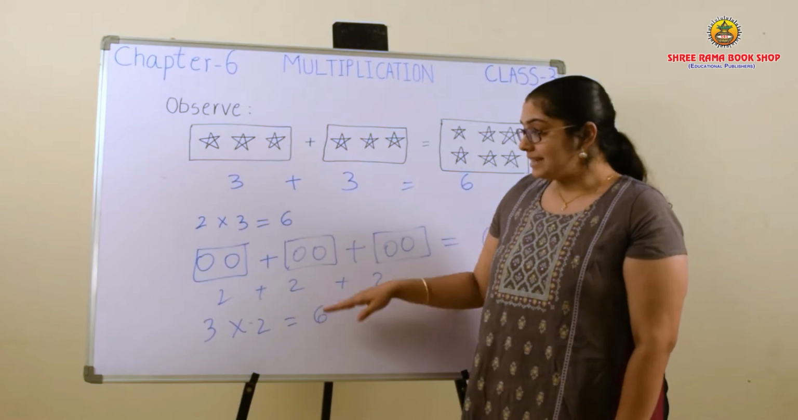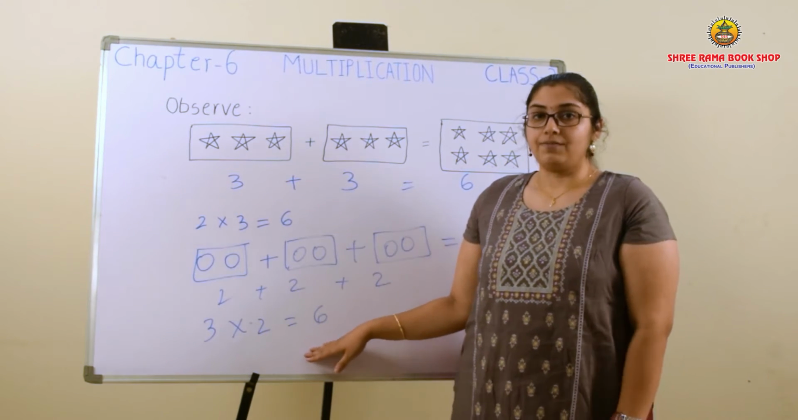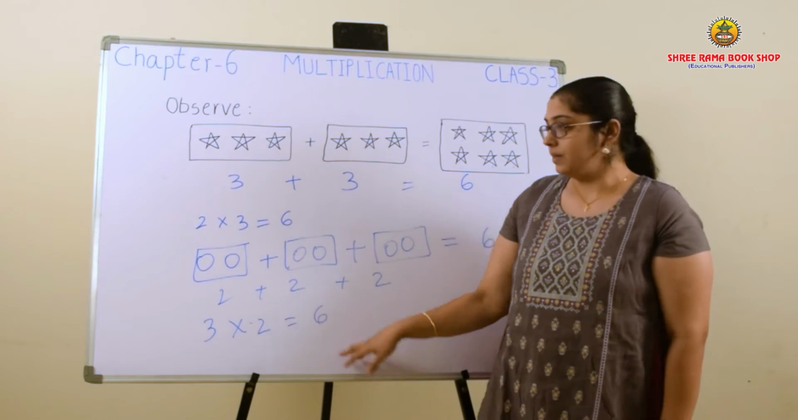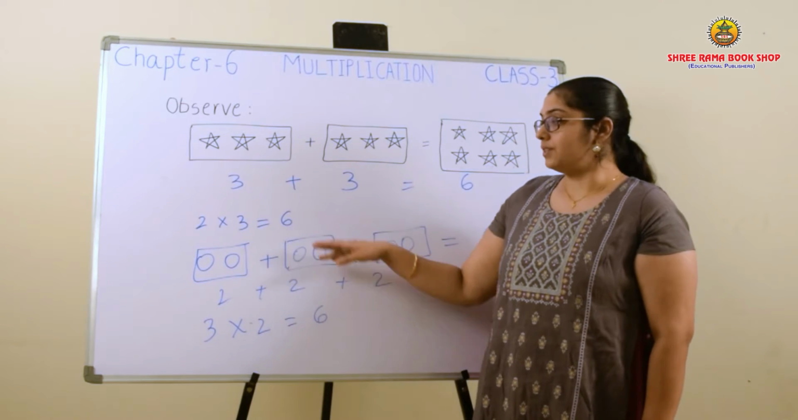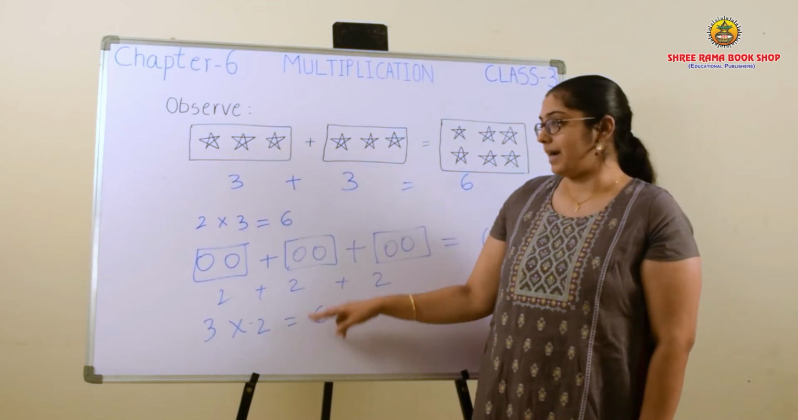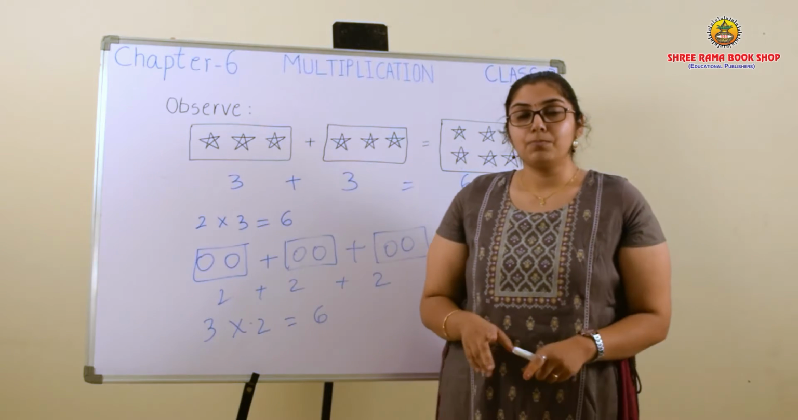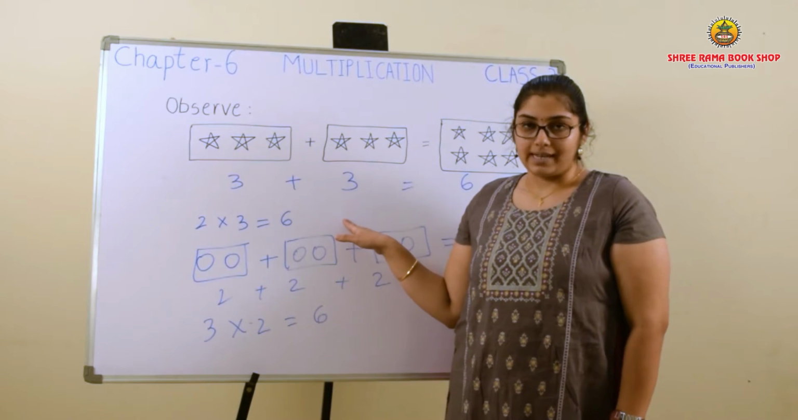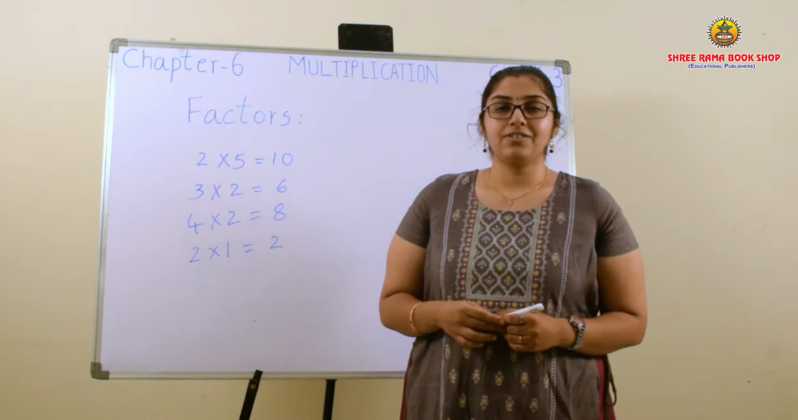So from this and this, I can even say that if the order is changed, then the product is the same. Even though it is 2 into 3 or 3 into 2, the product of these 2 numbers is the same. You have exercise 6.1 based on this simple observation of multiplication in your textbook. Please do it, children.